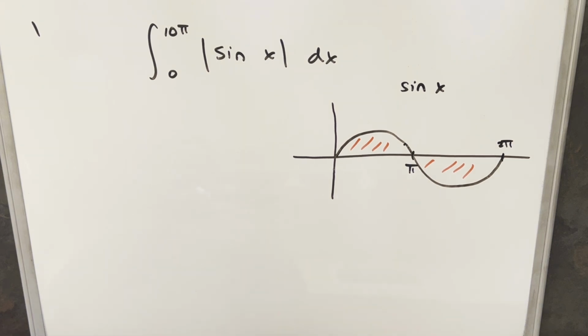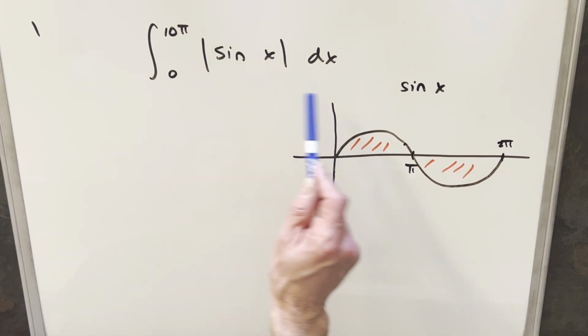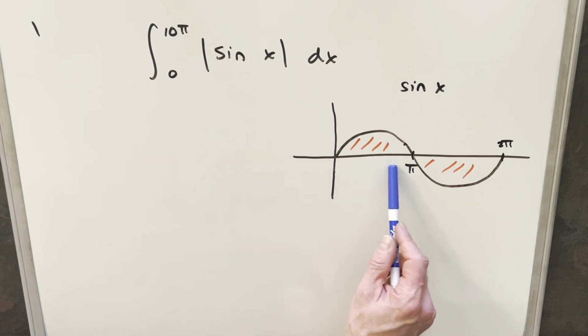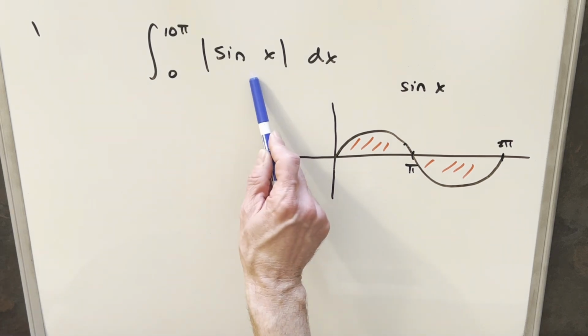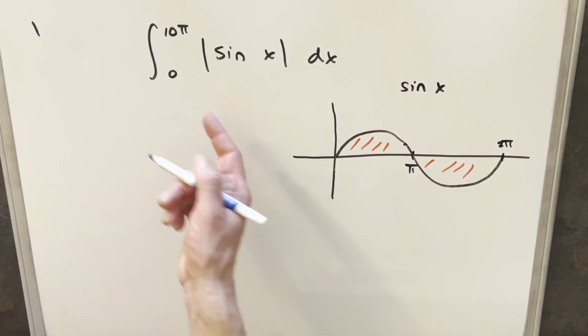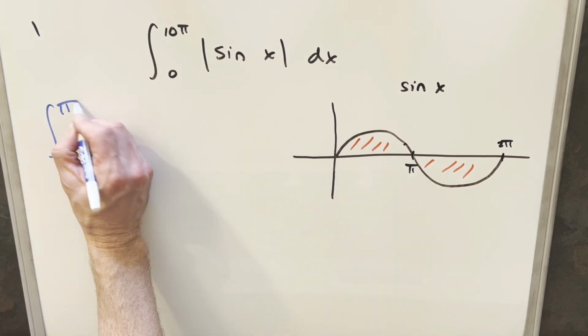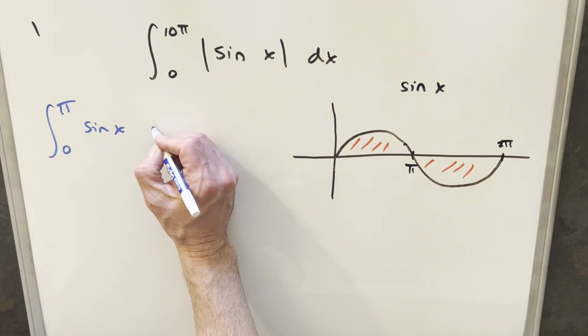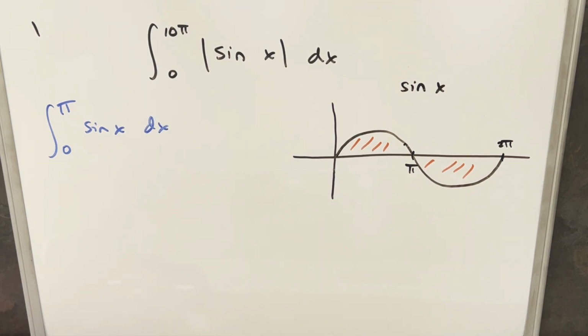But the important thing we need to notice is our integral, we don't have sine x, we have the absolute value of sine x. Now from 0 to pi, everything's positive, so the absolute value is going to just go away. We could actually break out the integral from 0 to pi. And so for this chunk from 0 to pi, we're just integrating sine x dx, no change.